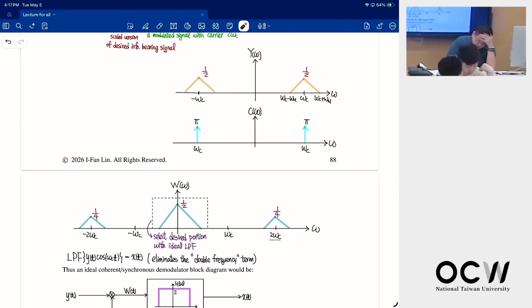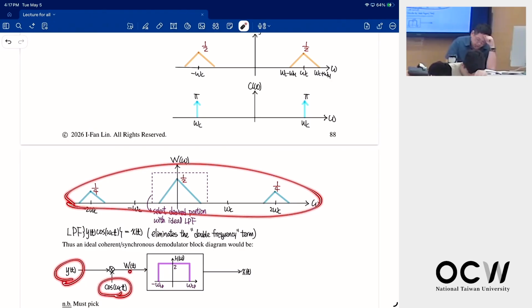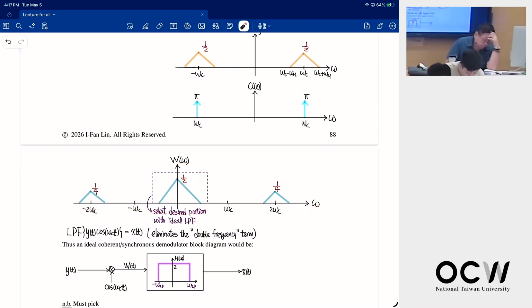And then we can select the portion with the ideal low-pass filter. So when we have a low-pass filter, then we can get my signal back. Because the output y times cosine, again, we got the w. For the w is this one. If I have a low-pass filter and the height is 2, then 2 times 1/2 will be 1. And in this case, I will get my signal x back.